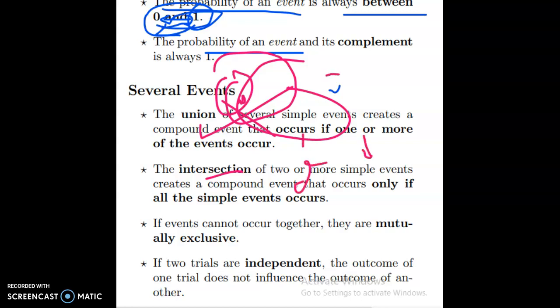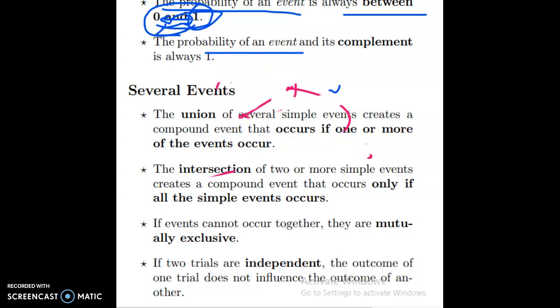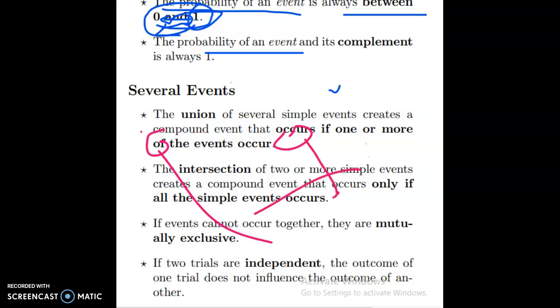If two trials are independent, the outcome of one trial does not influence the outcome of another. No influence. Both are different.